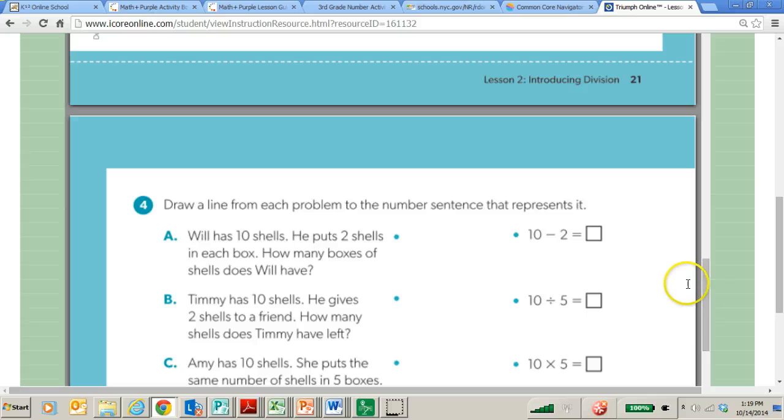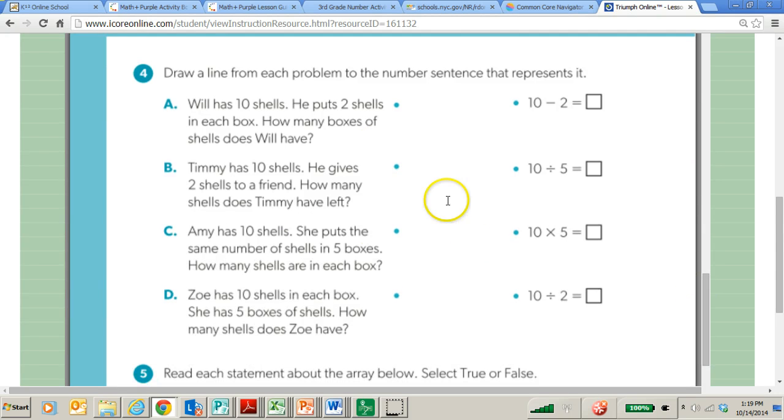As we continue to go through, this is another great problem because the numbers are the same. We have a 10 and a 2 in every single problem, or a 10 and a 5. But when are we supposed to subtract? When are we supposed to divide? When are we supposed to multiply? And when are we supposed to divide again? But you can see that the divisor is different between the two problems. So this is a matching type activity.